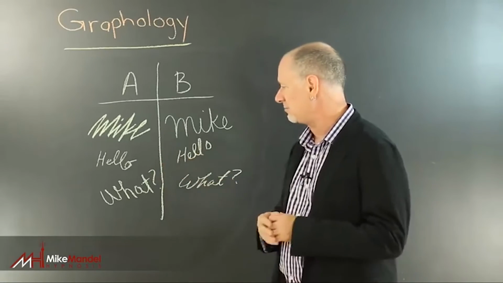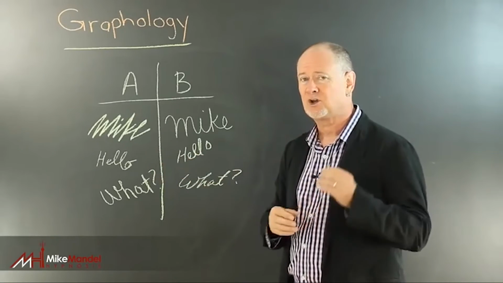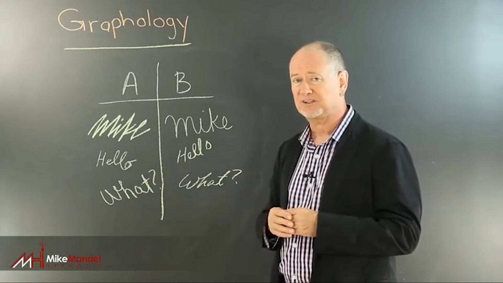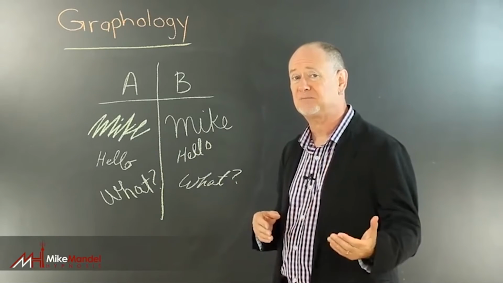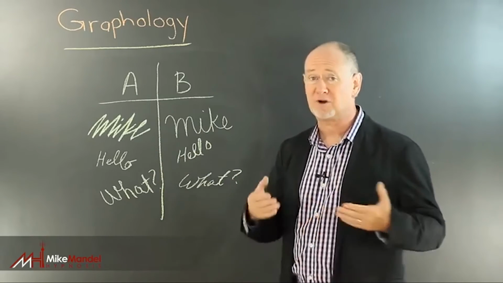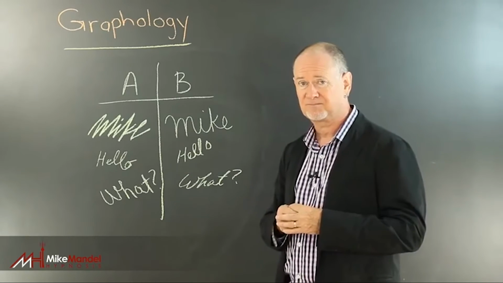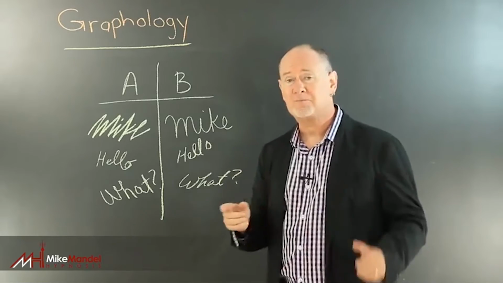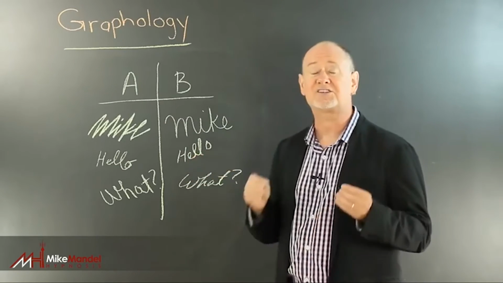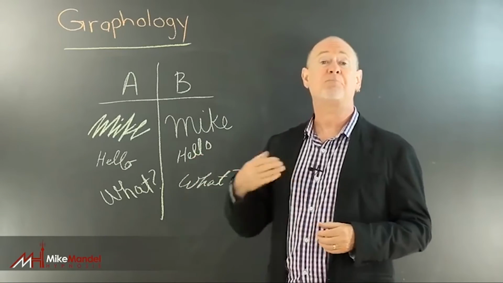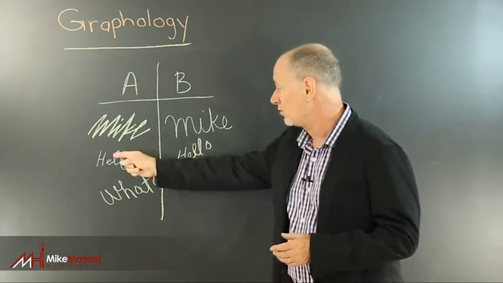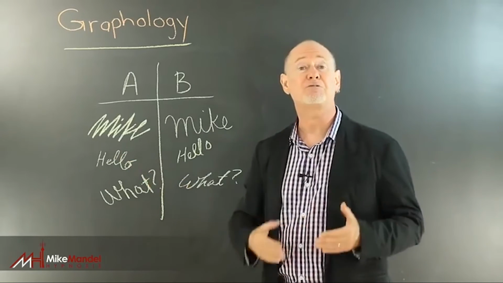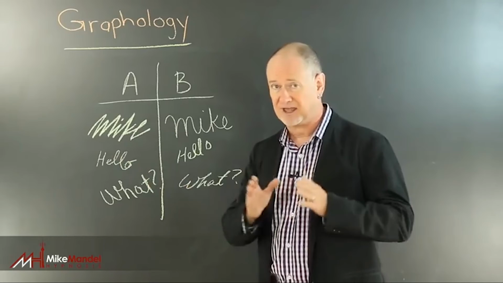What about the second example? Hello. The question is, which one is feeling optimistic and which one is feeling pessimistic? Or which one is up and which one is down, to make it even simpler? If you pick that B is the more optimistic, you're correct, because the upward slope to the writing is a clear sign of optimism and positive attitude at that time, where the way this word drops is an indicator of feeling down or depressed at that moment.